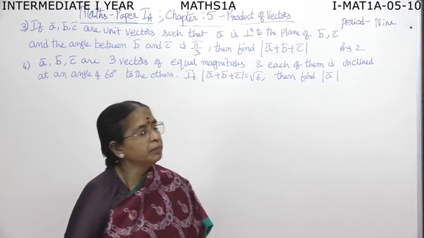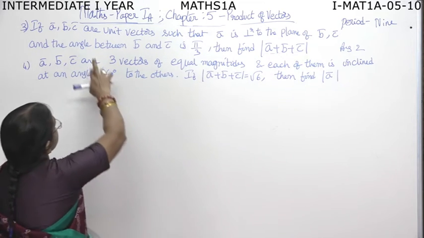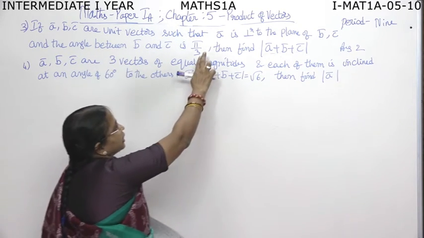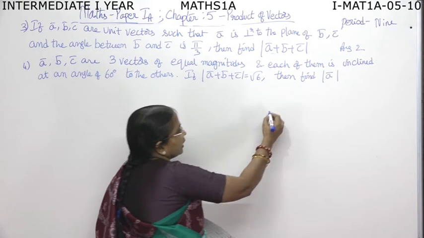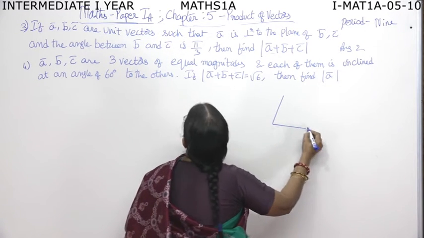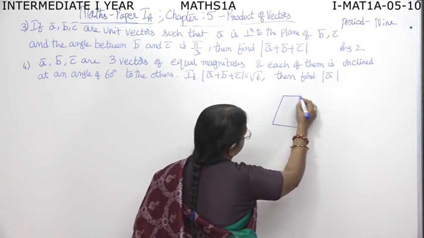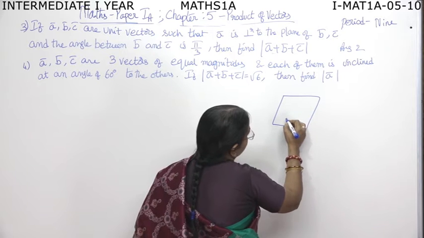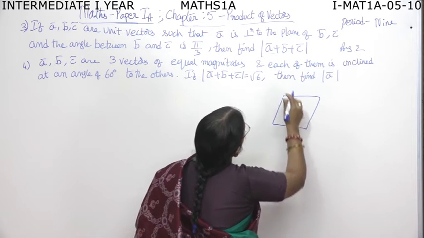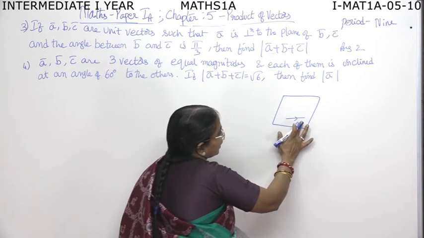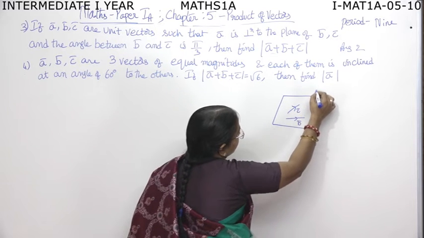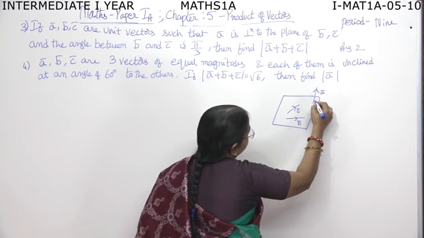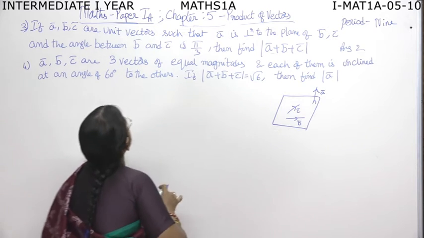Now next problem. A, B, C are unit vectors such that A is perpendicular to the plane of B and C. So you have it like this. A vector is here. A is perpendicular to the plane of B and C. So B and C are in this plane, and then A is perpendicular to it.